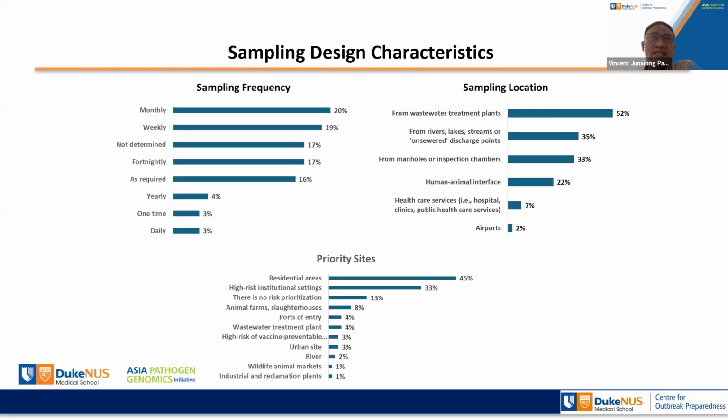So these are some of the sampling design characteristics in terms of sampling frequency. Most of the projects conduct monthly sampling and weekly sampling. And in terms of sampling locations, they are mainly still from wastewater treatment plants, covering very broad intelligence of the potential transmission of priority pathogens in broader residential areas. Likewise, some are from rivers, open lakes, water bodies, streams, and unsewered discharge ponds. And in terms of priority sites that we have noted, mainly they cover residential sites and high-risk institutional settings.